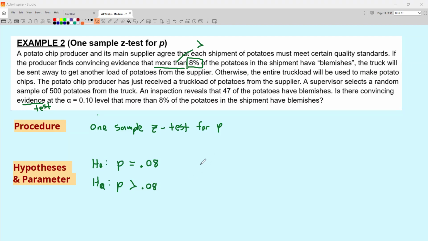And we must define P. So P is going to be the true proportion, and in this case here, of potatoes with blemishes. So that's your setup. You state your procedure and your hypotheses and parameter.